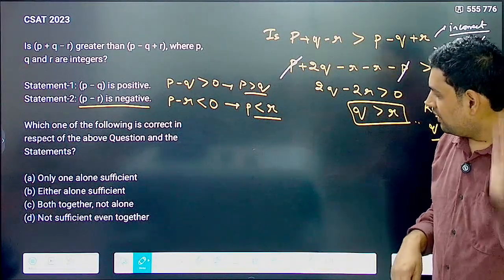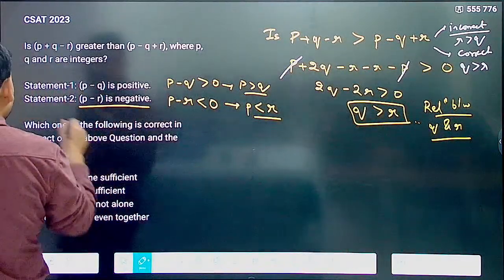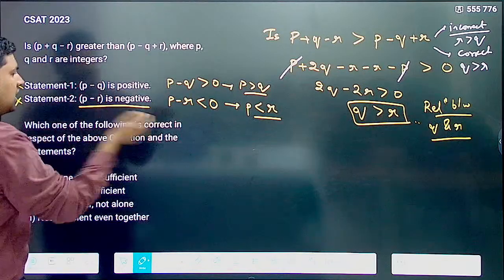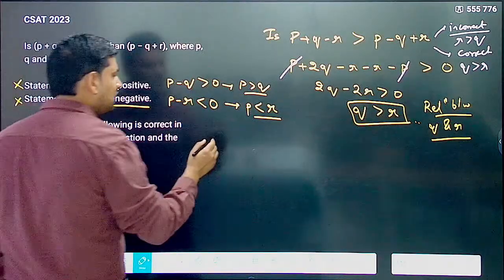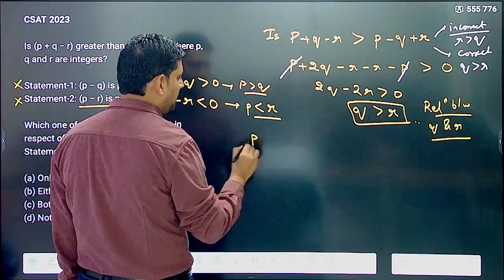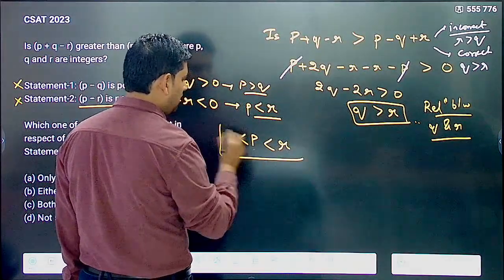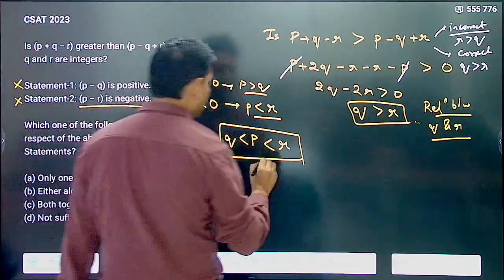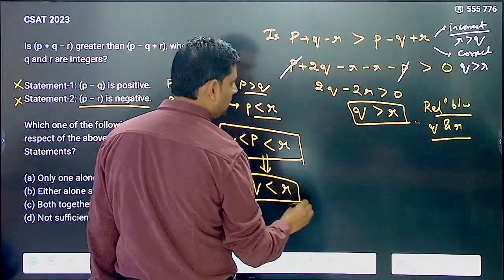Now, is one statement enough? The relation between p and q is given to you. Is that enough? No. You want the relation between q and r. Is the second statement enough? No. The p and r relation is also not enough. But if you take both of them together, can you see this? That p is greater than q but less than r. You get this strict relation. From this what can you get? From this you can get that q is less than r.